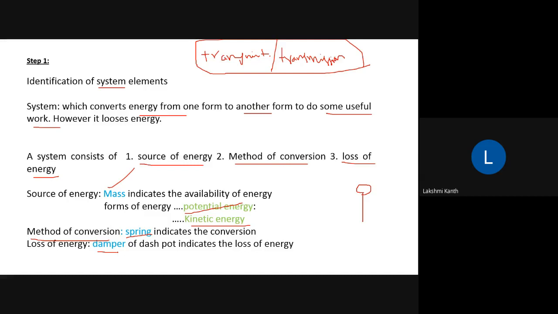So any vibrating system consists of these three elements: mass, spring, and damper. Mass tells the source of energy. Spring tells the method of conversion. Why? Because the spring is the best elastic member in the literature, and we use it in many applications. If you take this flip type of pen, at the bottom part of the pen there is a spring. Whenever you press the top of the tip, the refill comes out of the pen and it holds its potential energy.